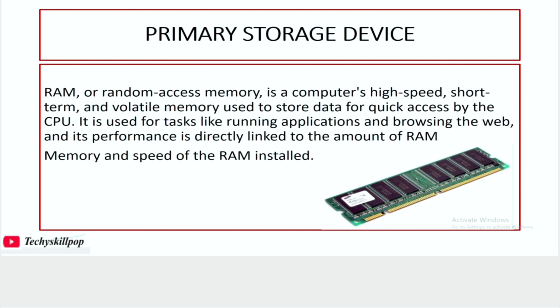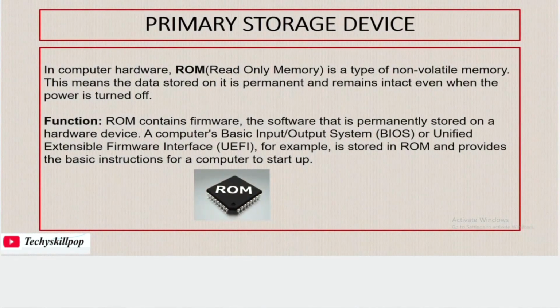It is used for tasks like running applications and browsing the web, and its performance is directly linked to the amount of RAM memory and speed of the RAM installed. Other primary storage device. In computer hardware, ROM is a type of non-volatile memory. This means that data stored on it is permanent and remains intact even when the power is turned off.